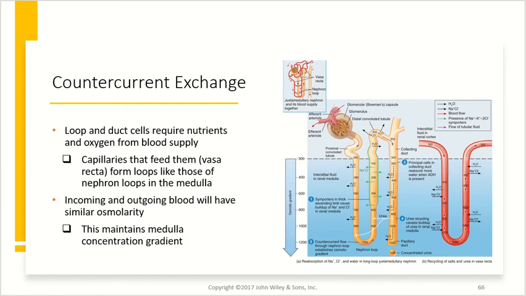So with this countercurrent exchange, the loop and duct cells are going to require nutrients and oxygen from the blood supply. So capillaries that feed them, i.e. the vasa recta, are going to form loops like those that we see in the nephron loops of the medulla. And so incoming and outgoing blood will have a similar osmolarity. And this is going to be really important in maintaining the medulla concentration gradient.